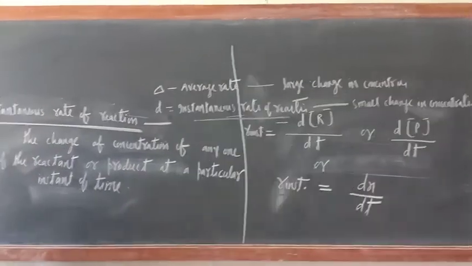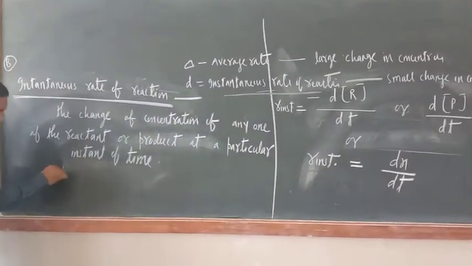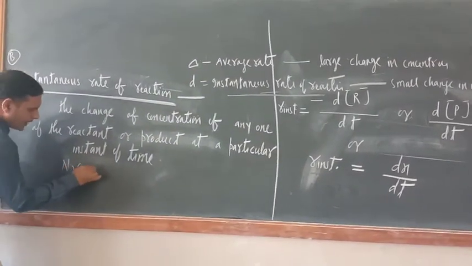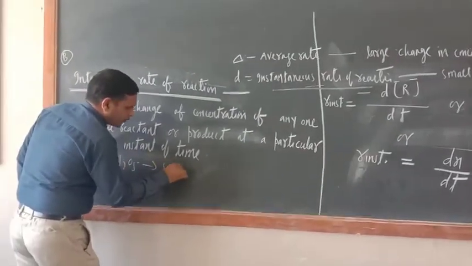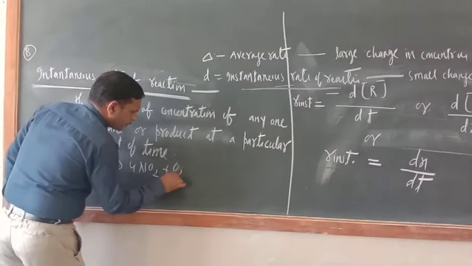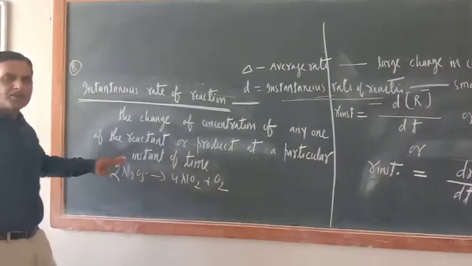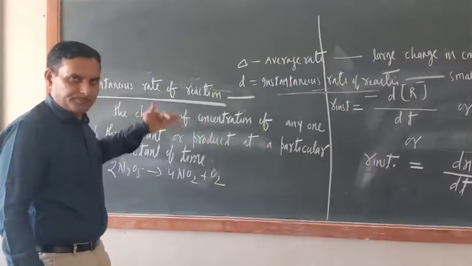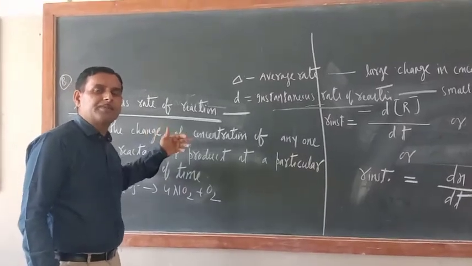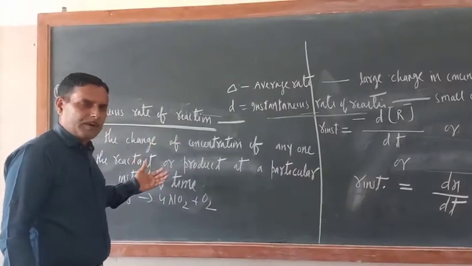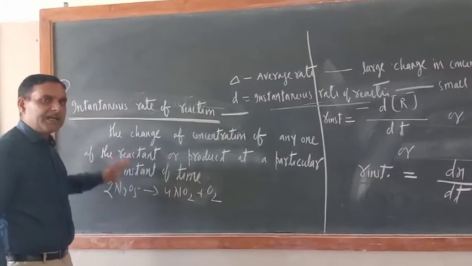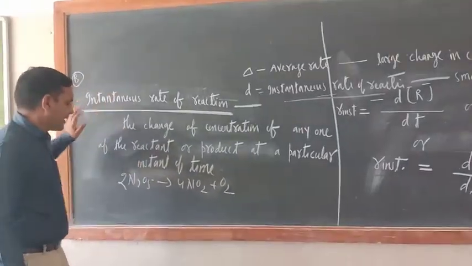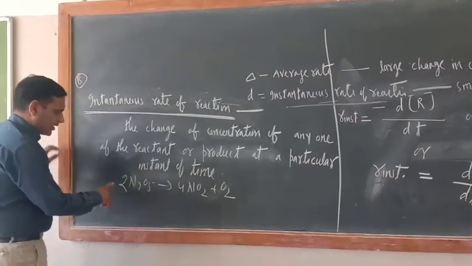Now I am taking one very common reaction: N2O5 gives 4NO2 plus O2. This is one reaction. How do we express the rate of reaction in terms of average rate? That I have already completed. Now see how we can express this reaction in terms of instantaneous rate.